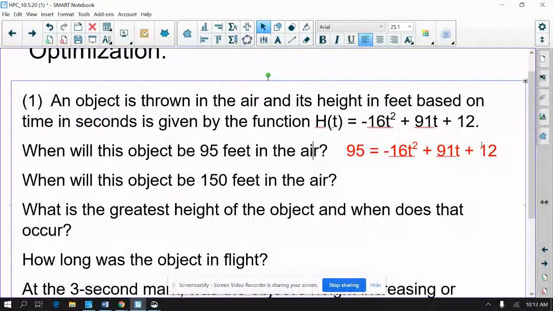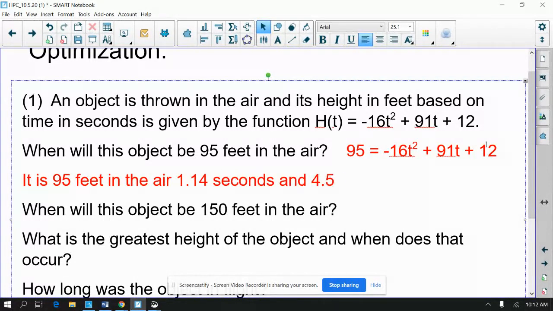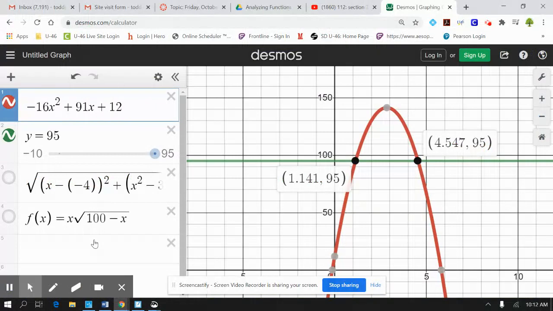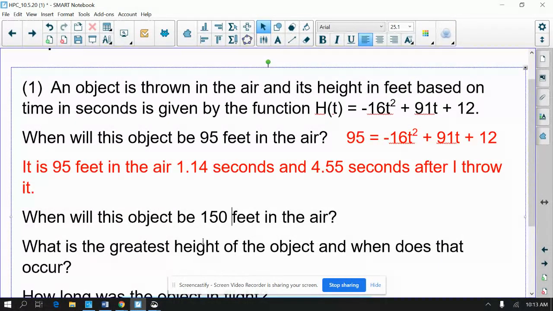When is this 95 feet in the air? It is 95 feet in the air 1.14 seconds and 4.55 seconds after I throw it. Did I remember those numbers correctly? 1.14 and 4.55? Correct.